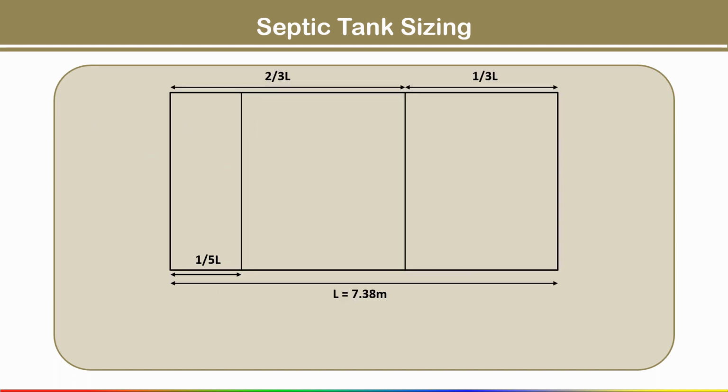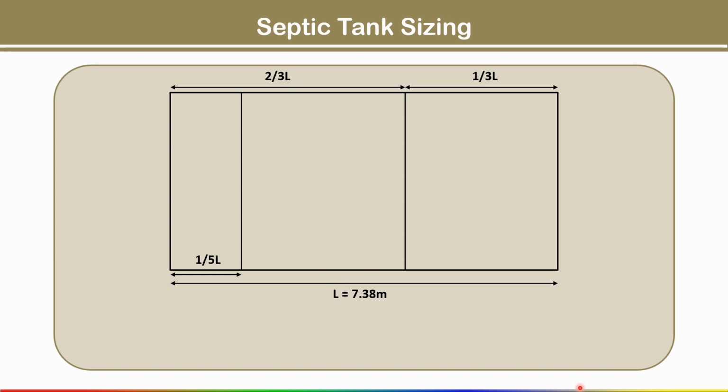See, here I have taken a double chamber septic tank. This is our first chamber, from here to here. How to find the size of the first chamber? It is written: 2/3 of the total length of the septic tank. The total length is given here, 7.38. You put the value here and you will get the first chamber length. To find the second chamber length, it is 1/3 of the total length. Now this is our baffle wall. How much distance do we have to maintain for this baffle wall? That is also written here: 1/5 of the total length. So you will get the distance from the septic tank wall to the baffle wall.